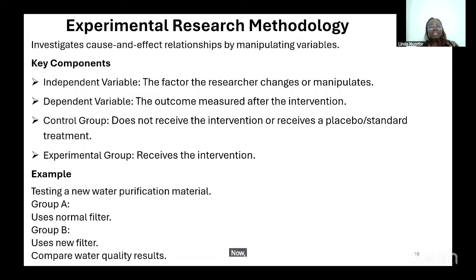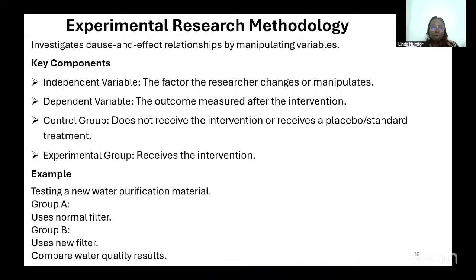Now, when it is experimental research methodology, you know you are investigating the cause and the effects, the relations, how it affects variables. So you are working between variables, the cause and the effects within variables. The key component for an experiment, you need to have an independent variable, which is the factor that the researcher changes or manipulates. You are changing the independent variable. But the dependent variable is the outcome measured after the intervention.